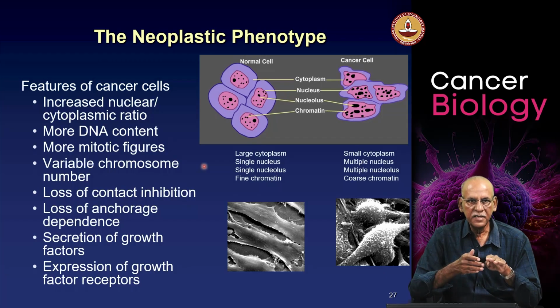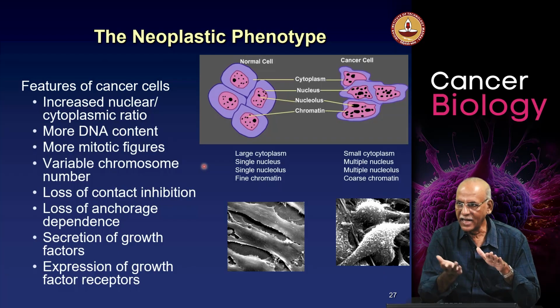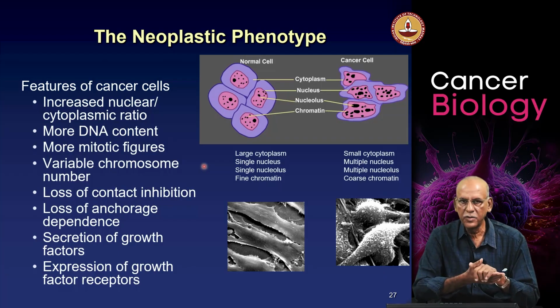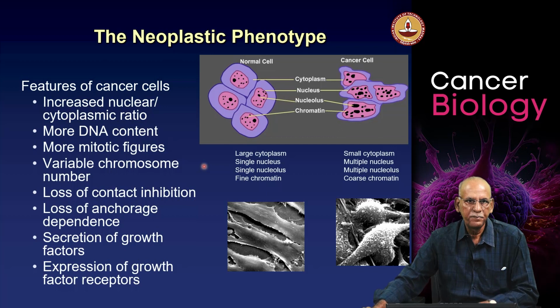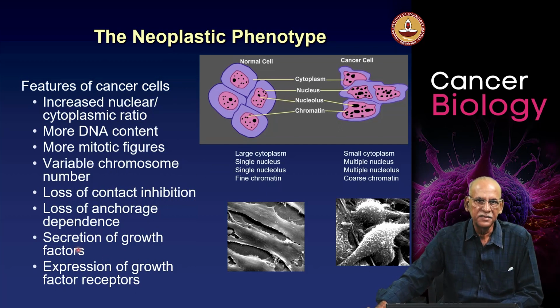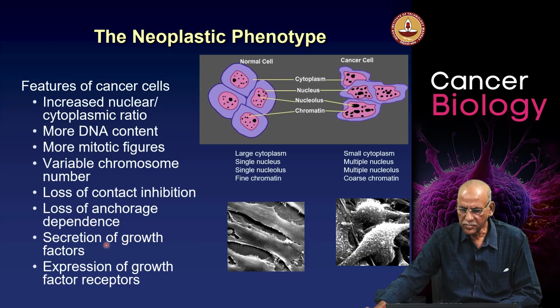But in addition, the normal cells need some substrate or anchorage, that is also called substrate, some support to grow, whereas cancer cells do not need that. So, we call that loss of anchorage dependence. And the cancer cells are unique in that they can secrete certain growth factors. This is very important to understand.